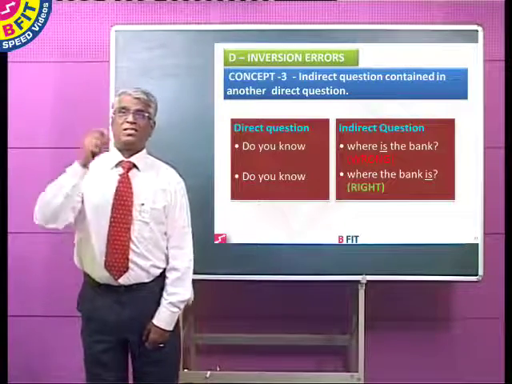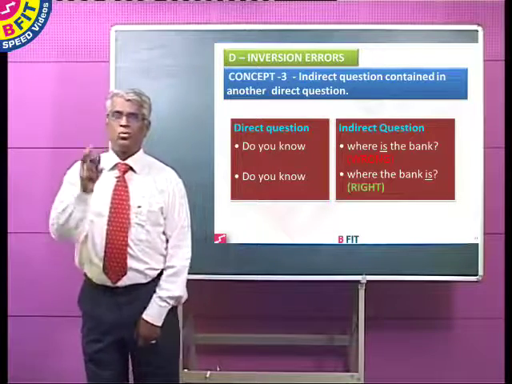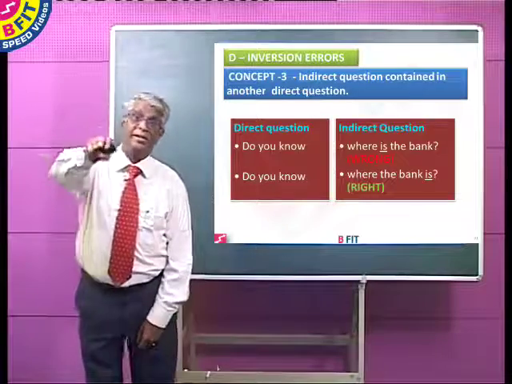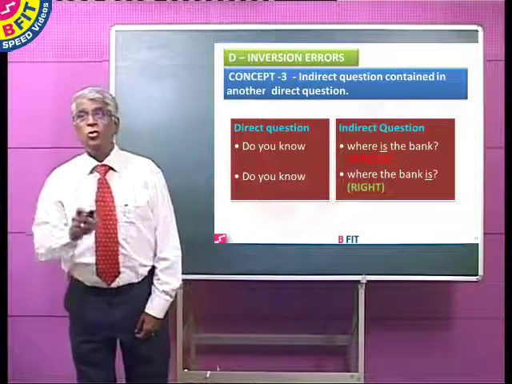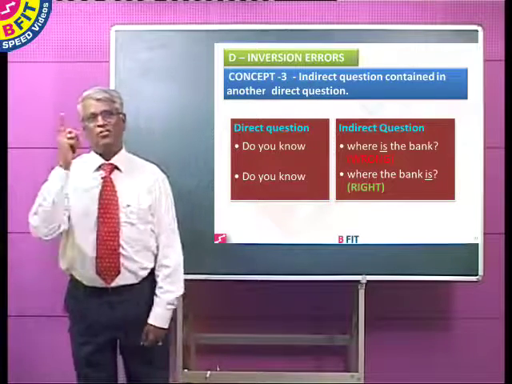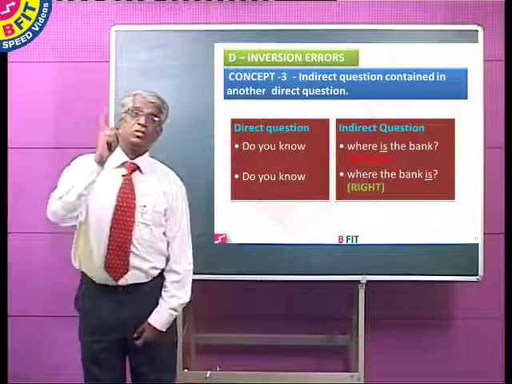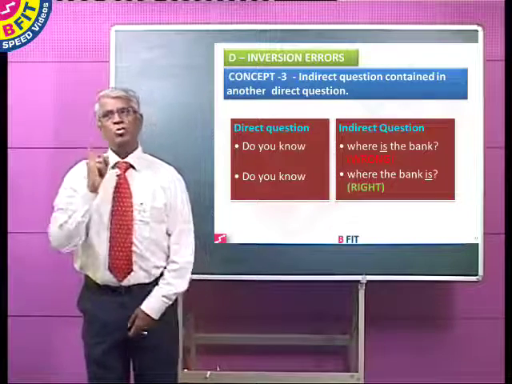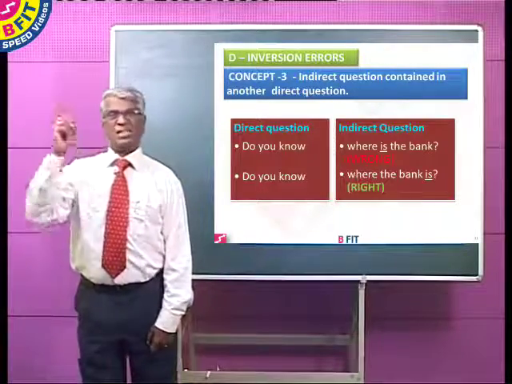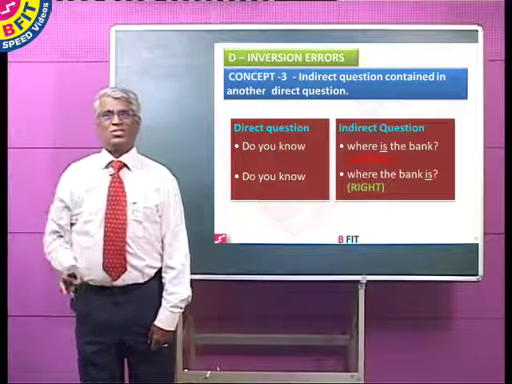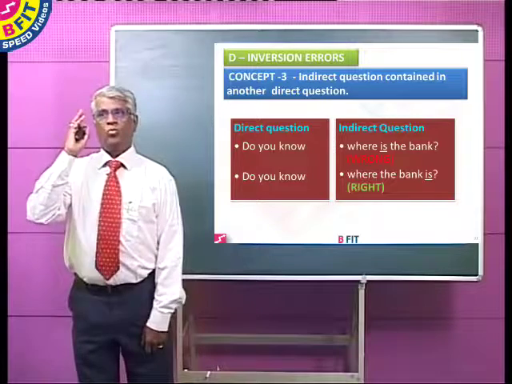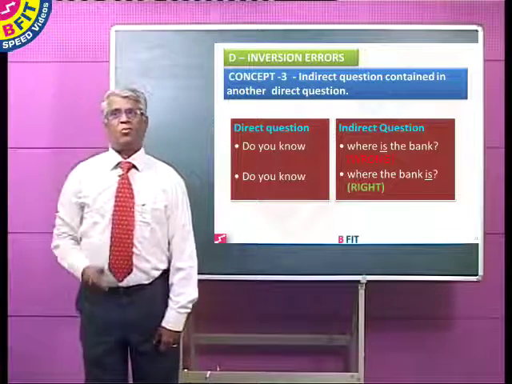Now look at this concept 3. We have two questions which have another question hidden in it each. Do you know where is the bank? Remember, this is the first question we talked about when we introduced lesson 1. Do you know where is the bank? This is a wrong sentence. There are two questions here. Do you know is the direct question. Where is the bank is the indirect question.